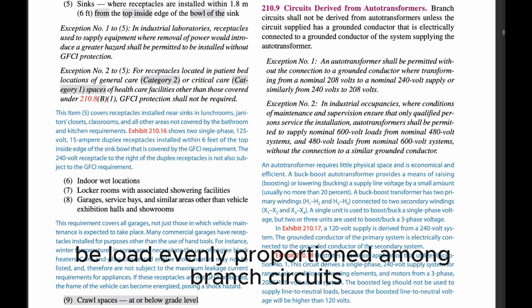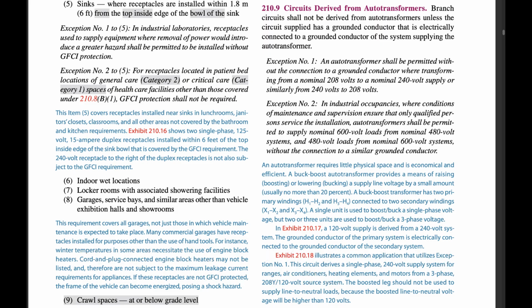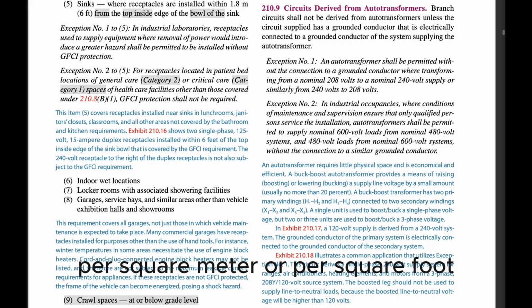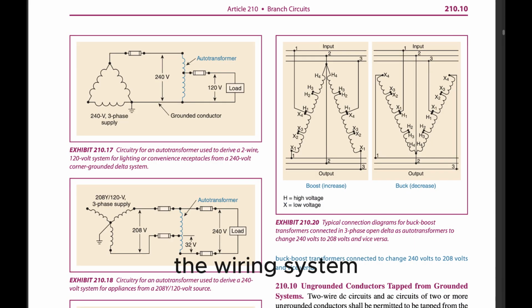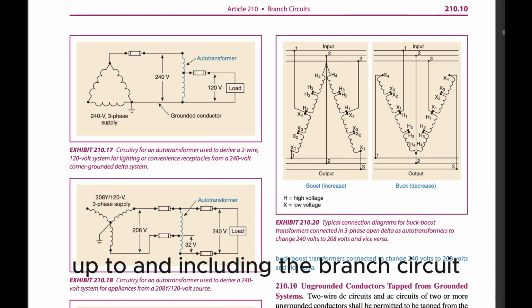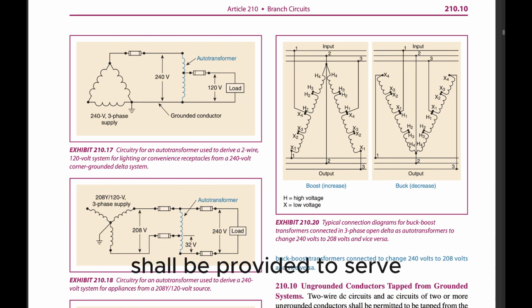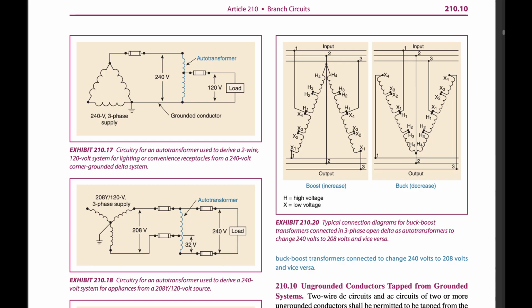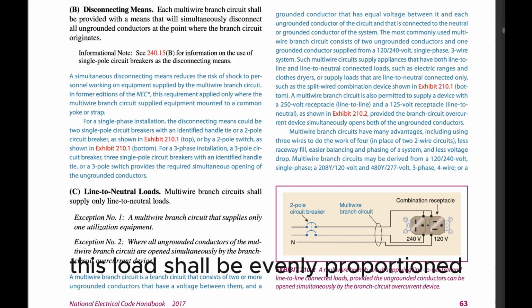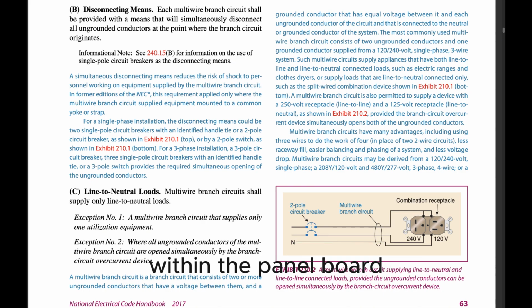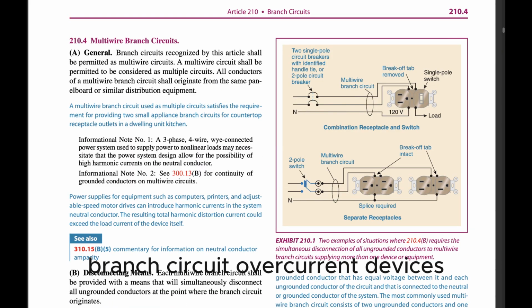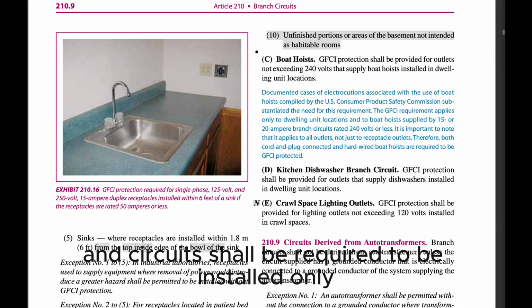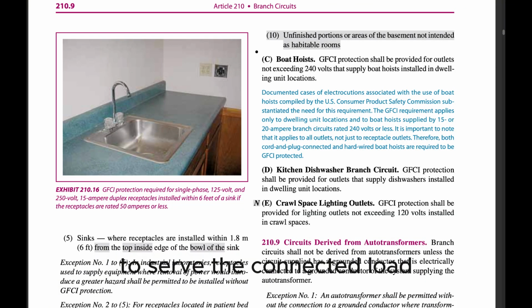B. Load evenly proportioned among branch circuits. Where the load is calculated on the basis of volt-amperes per square meter or per square foot, the wiring system up to and including the branch-circuit panelboard(s) shall be provided to serve not less than the calculated load. This load shall be evenly proportioned among multioutlet branch circuits within the panelboard(s). Branch-circuit overcurrent devices and circuits shall be required to be installed only to serve the connected load.